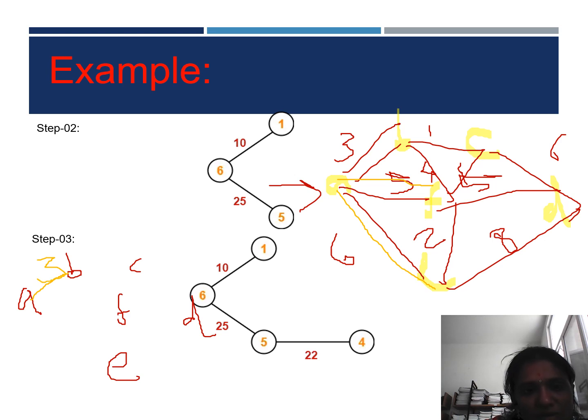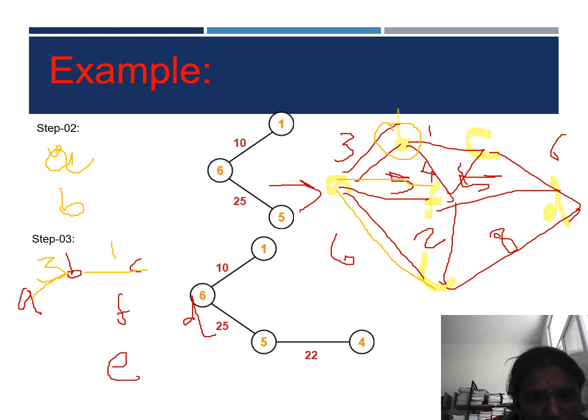So the next node we have to take. A is now done. Next is the smallest, B. From B, what are the paths we have? B to C, B to F. B to A is already visited. So B to F and B to C. In this, B to C is smallest, so we have 1. So B to C we have 1.